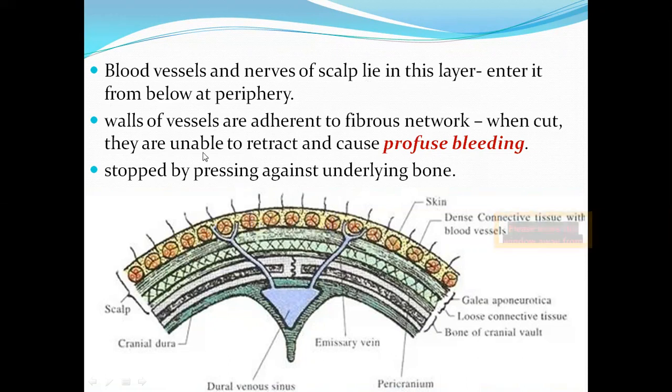Please understand this thing, the walls. When you see the histology of the blood vessel, we have tunica intima, media, and adventitia. That means the adventitia of the blood vessel is adherent to the surrounding fibrous tissue, so when the blood vessels are cut during some road traffic accidents, what happens? The blood vessels will not be able to contract, so there will be profuse bleeding, because the walls of the vessels are adherent to the fibrous network. Hence, they bleed profusely. In order to stop that bleeding, we are supposed to give pressure from outside, pressing these blood vessels against the underlying bone.